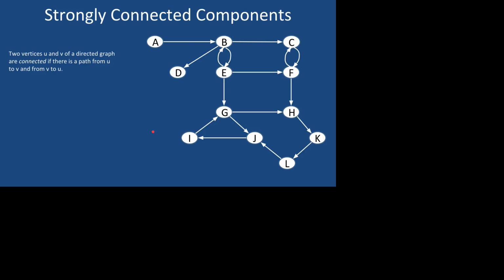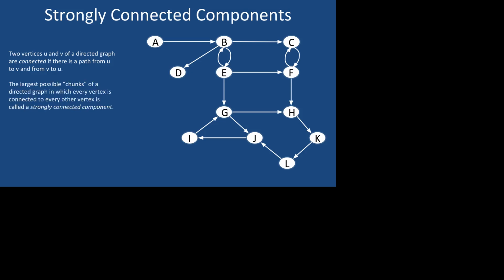Well, the term connected works either way. In an undirected graph, connected just means there's a path from one to the other, because you can get from one to the other, you can get back. But strongly connected is a term we just use for directed graphs. All right, so we know what it means for two vertices to be connected.